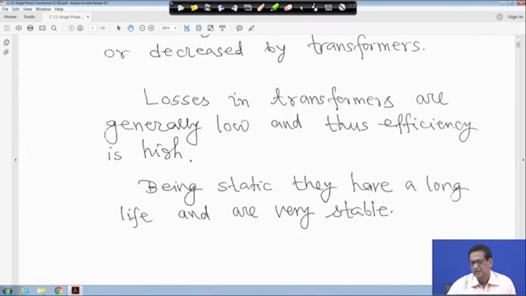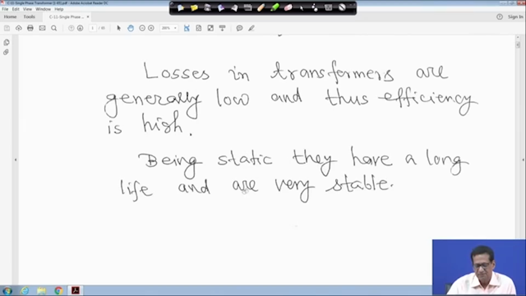Losses in transformers are generally low, and therefore the efficiency of the transformer is very high. Losses we will see later. Being static, they have a long life and are very stable. So, a transformer is a static device.